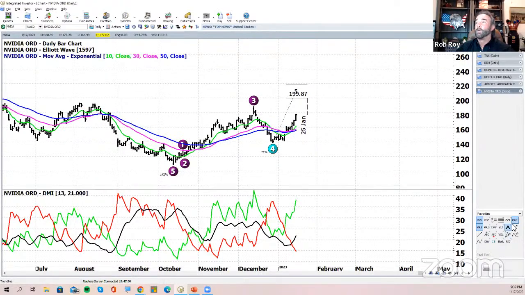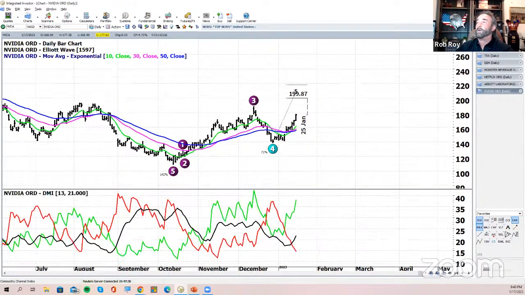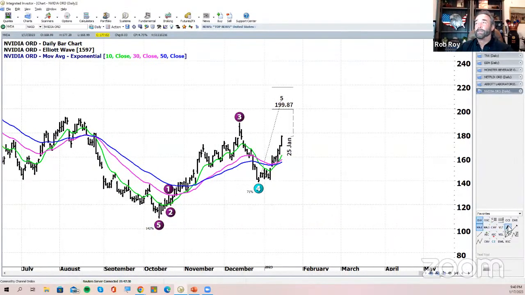But look at where we are. I mean, the DMI can't set up any better than that. The CCI is still showing a little bit of room before you get to an extreme point. So everything looks great, but it closed on the high of the day. And there's the 10-day moving average all the way back down around 160, and we're at 177. Man, that's a lot of separation.